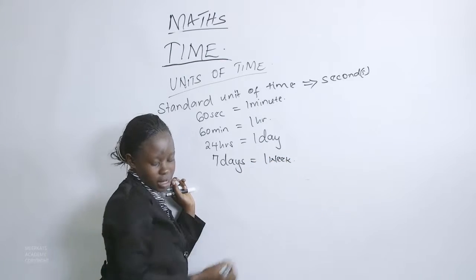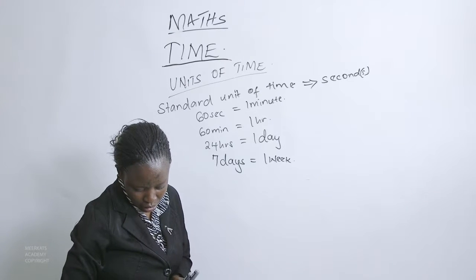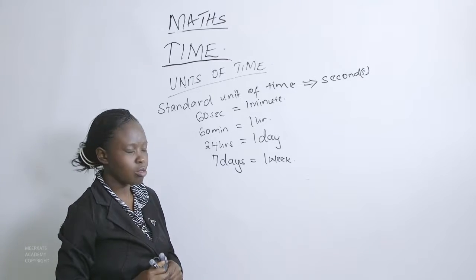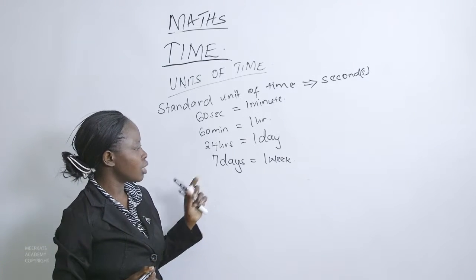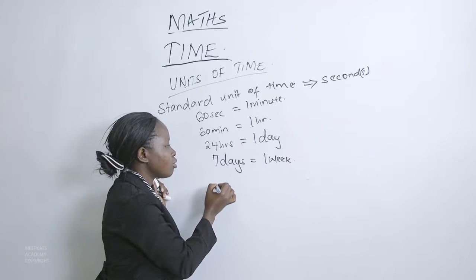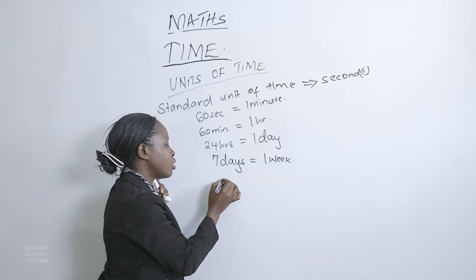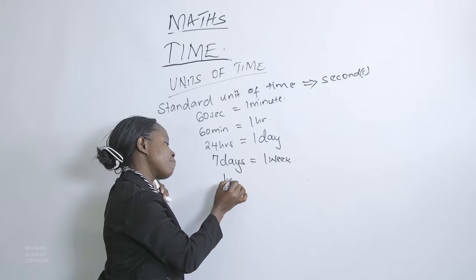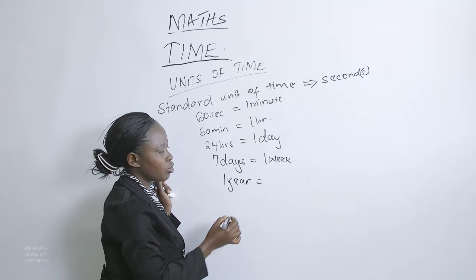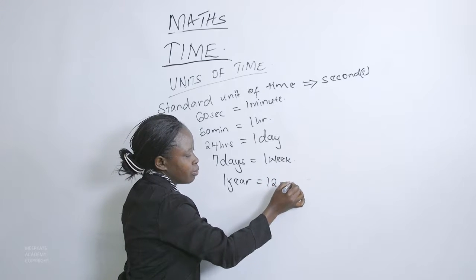Then from 1 week, we need to move on and find out how many years we have and so on. So after the week, we discover that we have months. So we are talking about 1 year being equivalent to a total of 12 months.